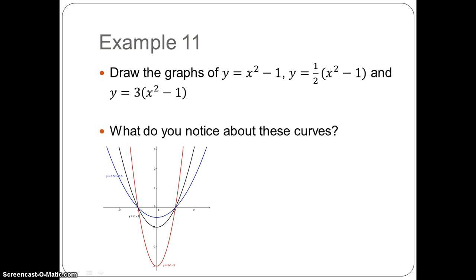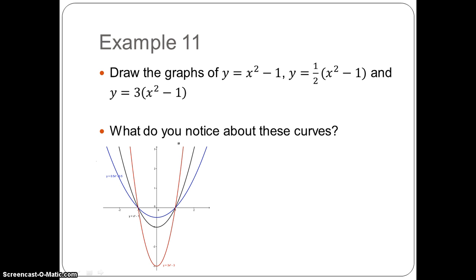After you've keyed them into your graphing calculator, you should have something that looks sort of like this, where the blue curve is y is equal to a half x squared minus 1, the black curve is y is equal to x squared minus 1, and the red curve is y is equal to 3 times x squared minus 1. What do these graphs look like?